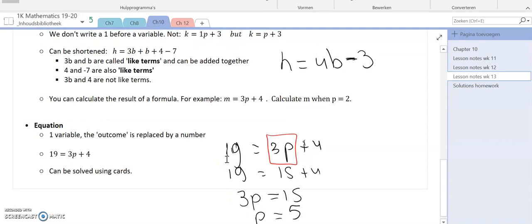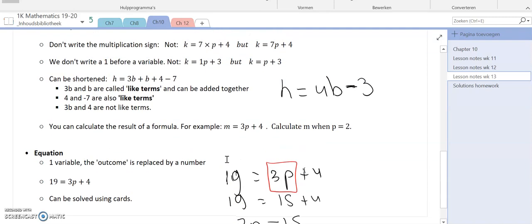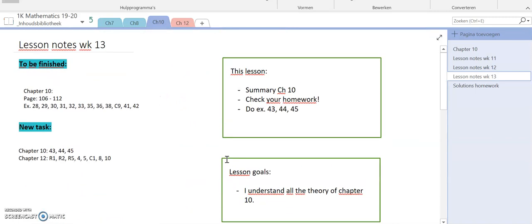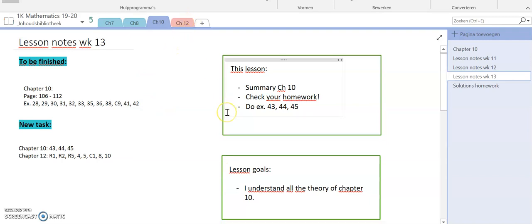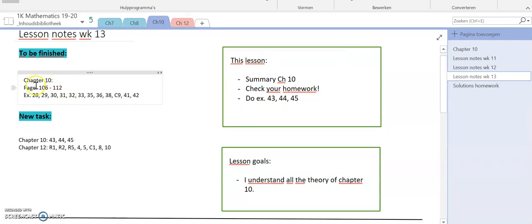Okay, well, this is in short a summary of chapter 10. Chapter 12 is also like this, so we're also going to do formulas and equations in chapter 12. So please ask me questions if you have questions about the homework, and check your homework. And now you're able to do 43, 44, and 45 because those are mixed exercises. So it's not new theory, it's just, well, the things you already learned. Okay, good luck.